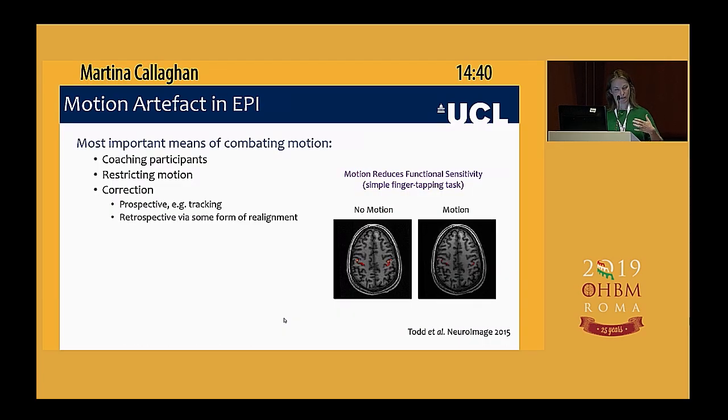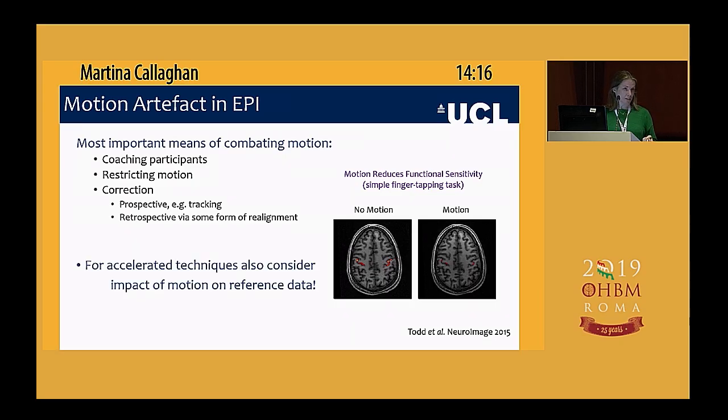So as I kind of mentioned already, coaching the participants is really one of the best things that you can do. Try to restrict the motion, ensure that they can't have too much room to move around in while still being comfortable. And actually being comfortable is really important, because it makes them less likely to move. And of course, there are different approaches for correction. Prospective motion correction, for example, via tracking, which we'll hear more about later, I think. And then retrospective, for example, some form of realignment.